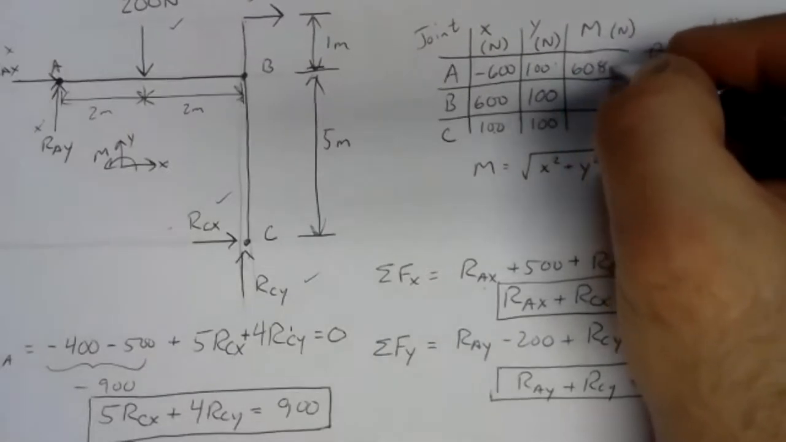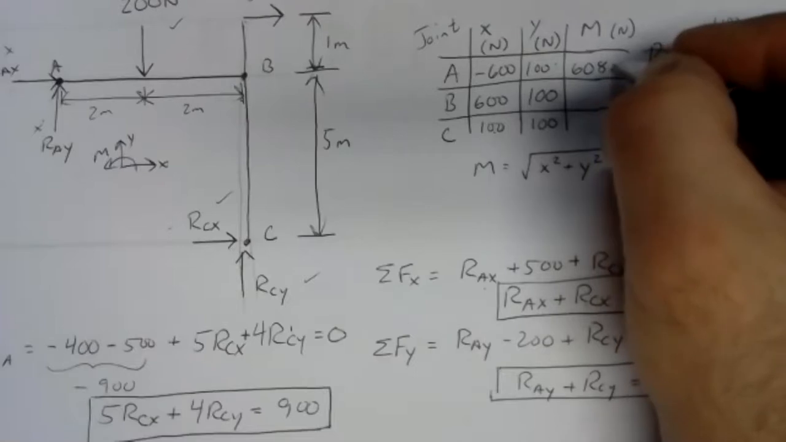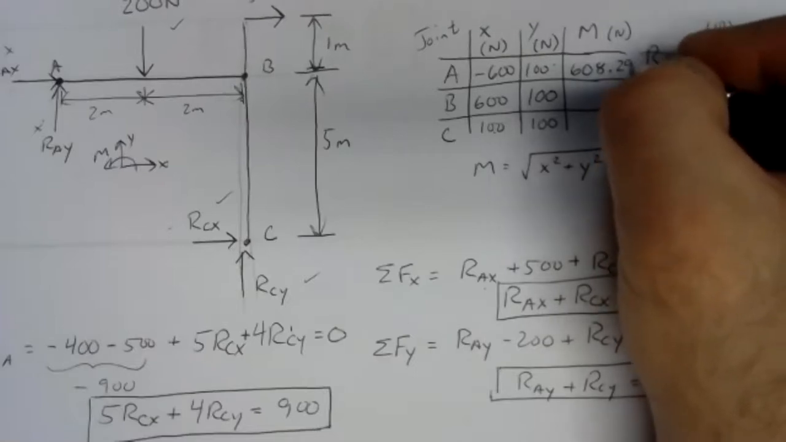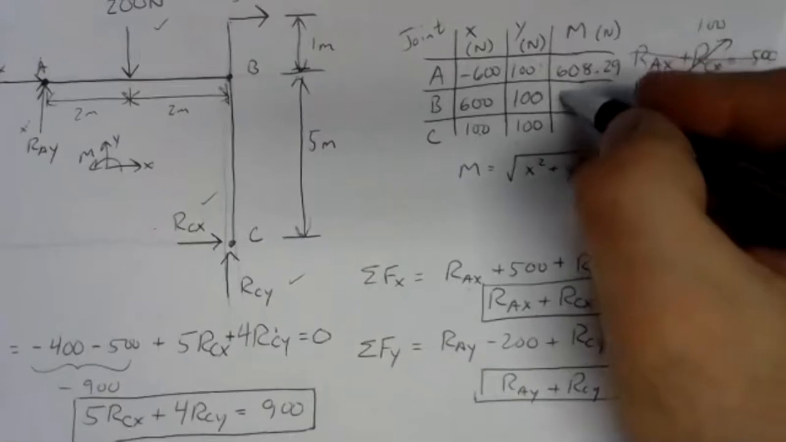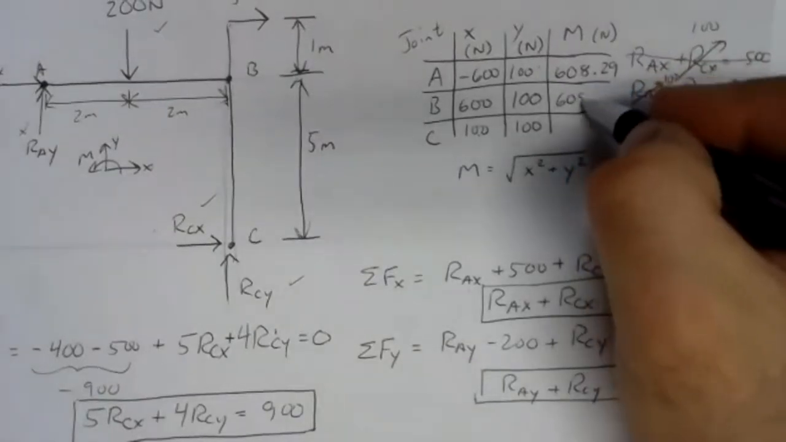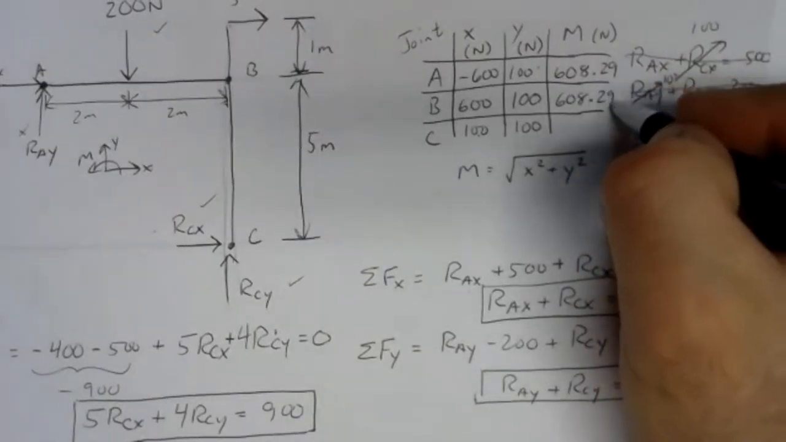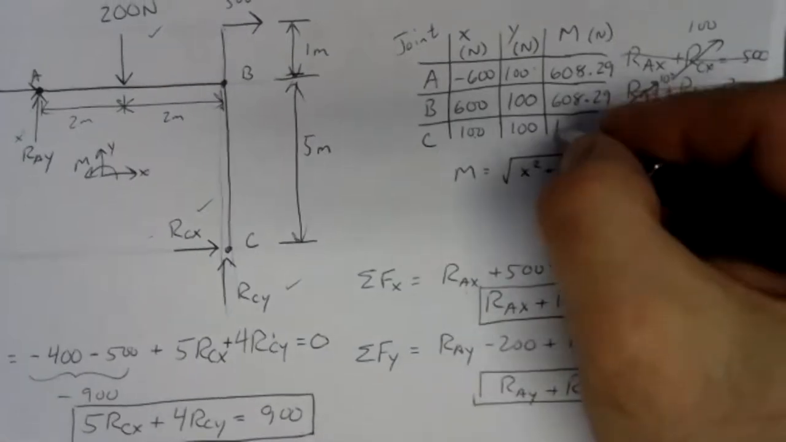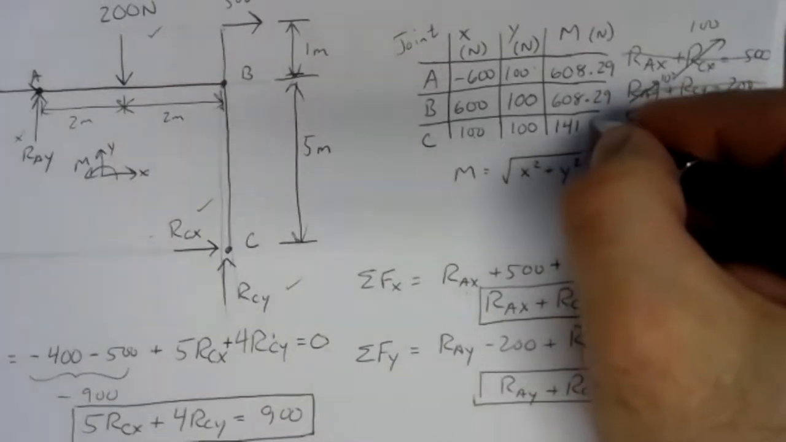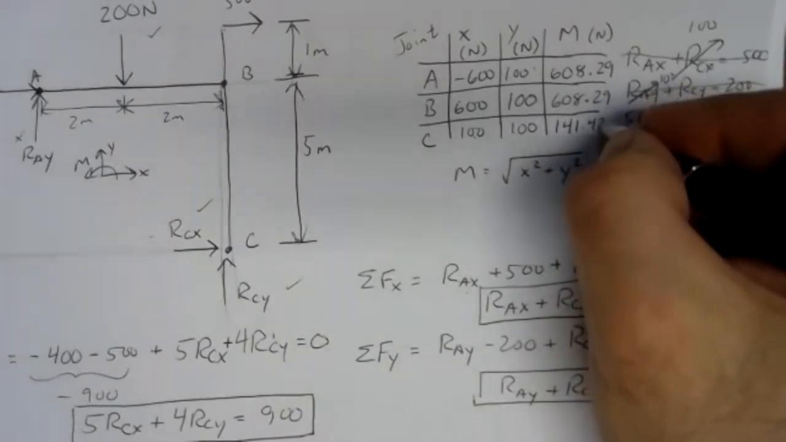If you get a negative magnitude, you screwed something up. So 608.29. And since B involves the exact same numbers, it's going to have the same magnitude, 608.29. And then we've got 100 squared plus 100 squared, added together, square root. That's 141.42.